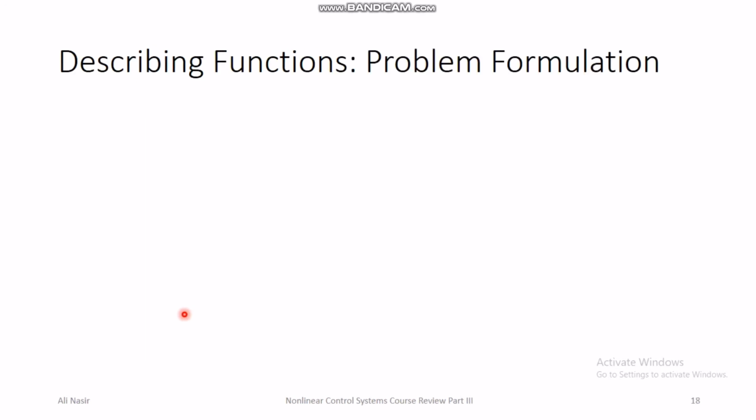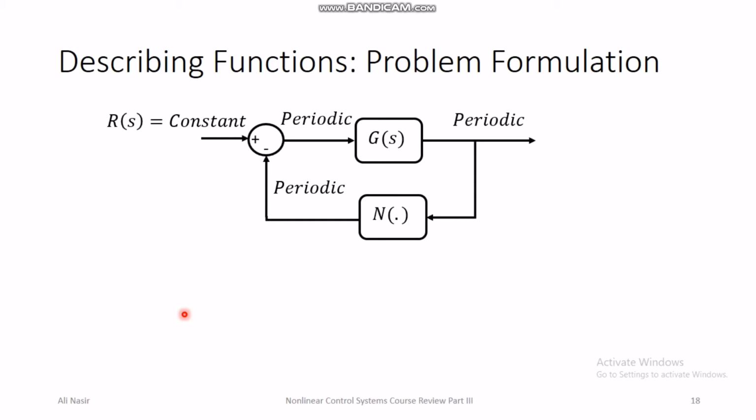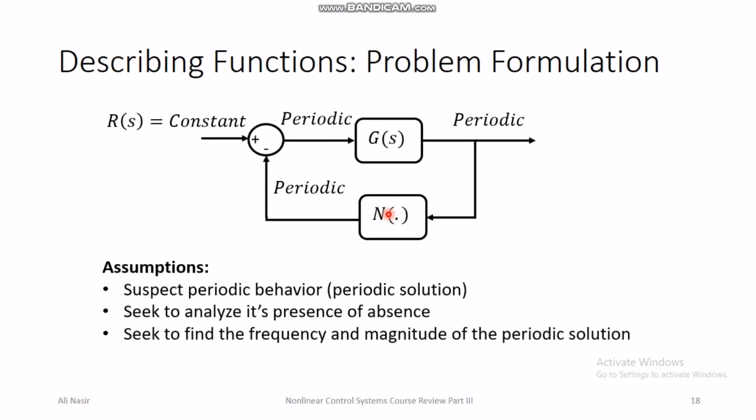Next is the describing function, which is the third and final result in the classical nonlinear theory results discussed in our course. In the describing function problem, what we have is an LTI system with a periodic nonlinearity, and the assumptions in this case are that we suspect periodic behavior because the nonlinearity is periodic, and we seek to analyze its presence or absence.